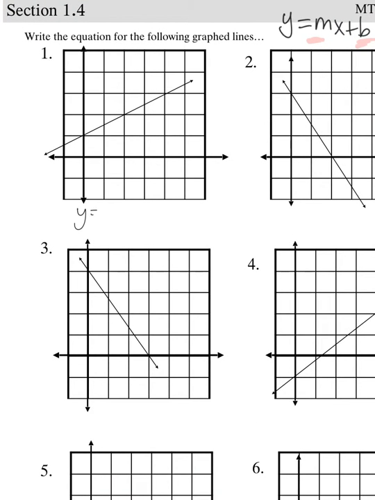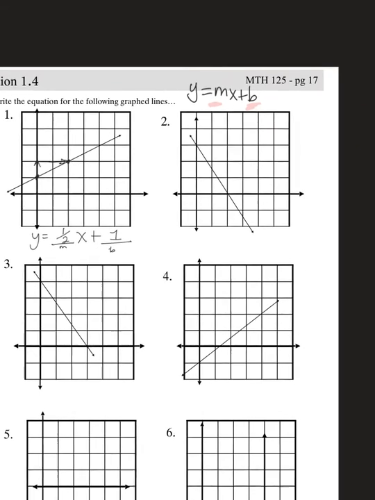Y equals, I know the m goes here and the b goes here. B, really easy. There it is right there. It's +1. I'm going to find 2 points perfectly on the grid lines and do my rise and my run. Rise 1, run 2. I found my equation for my graphed line.